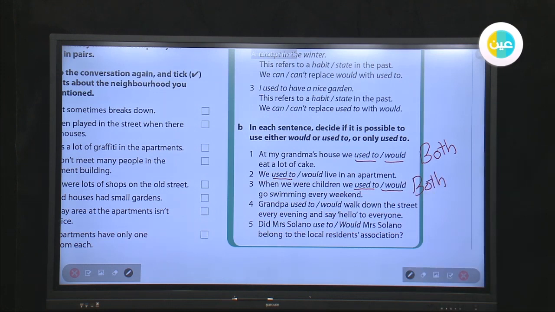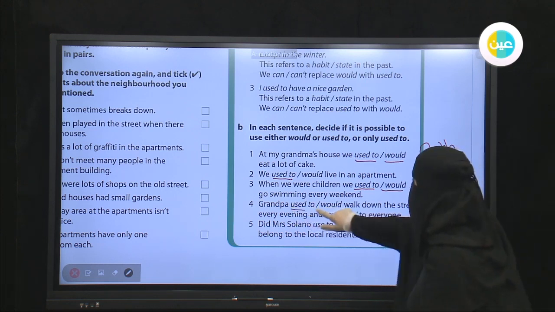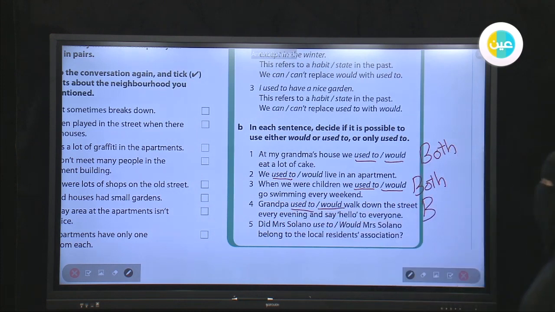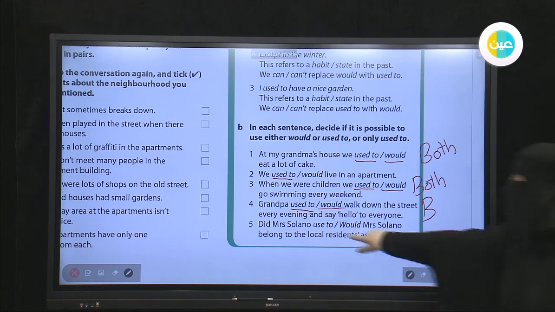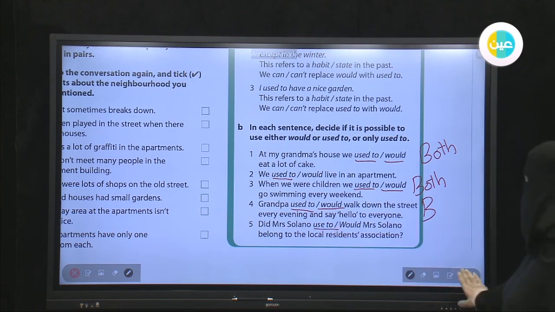Number 4, Grandpa used to or would walk down the street every evening and say hello to everyone. What can we use for this one? We can use used to and also would. So we can use both. I will put B. The last one, did Mrs. Solano used to or would Mrs. Solano belong to the local residents association? Used to. Put used to. Okay, these are the answers.